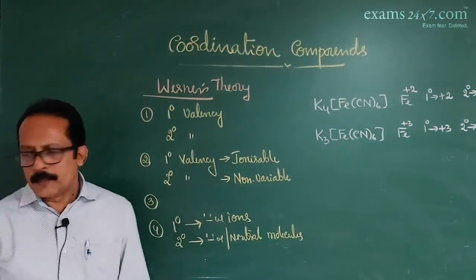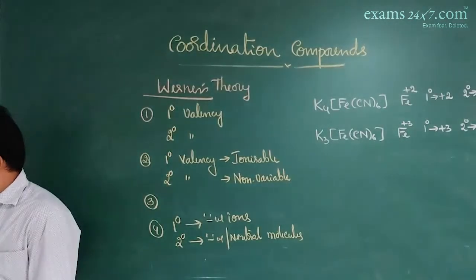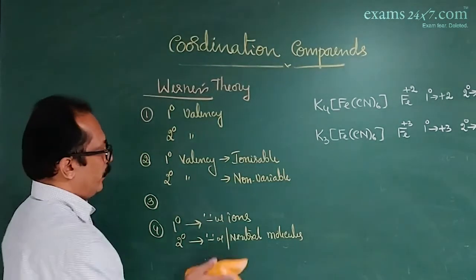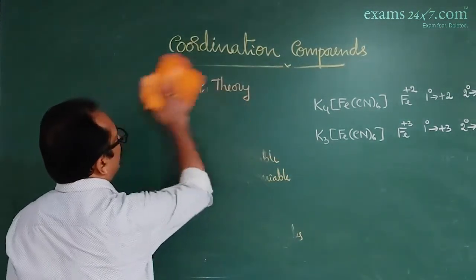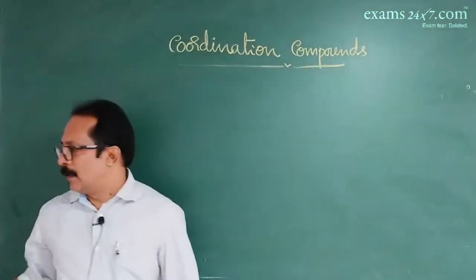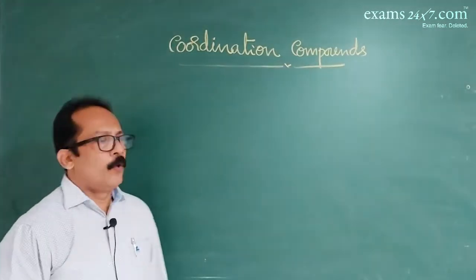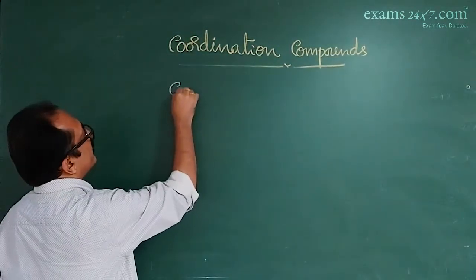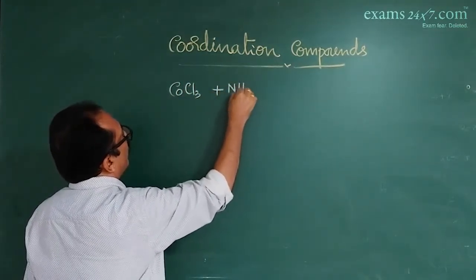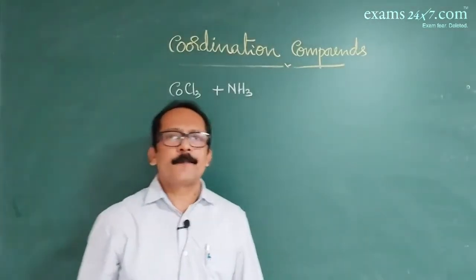Now, after Werner's theory, next is the properties of cobalt amine complex. This concept is also very important. When cobalt chloride, CoCl3, reacts with ammonia, it forms different types of complex.